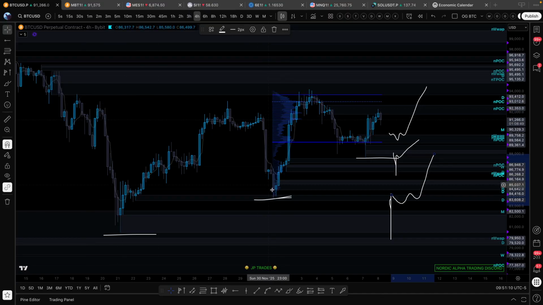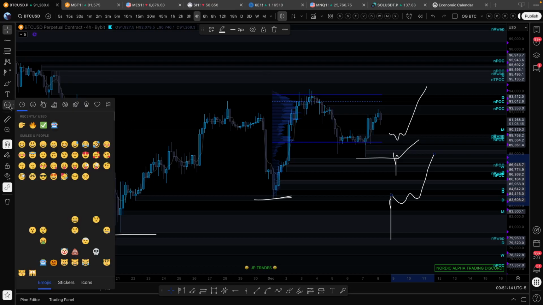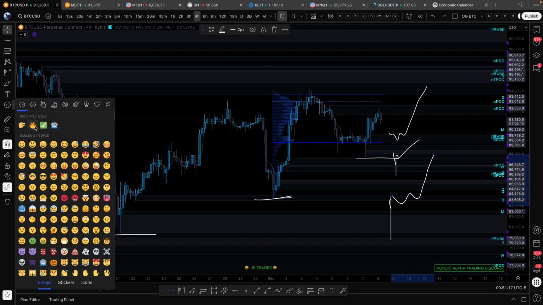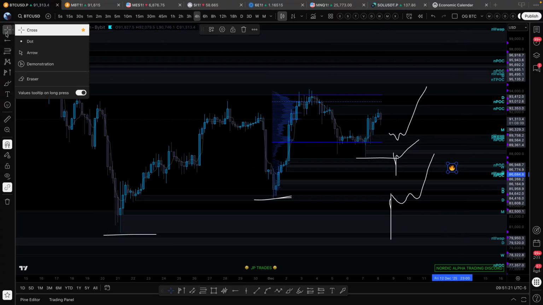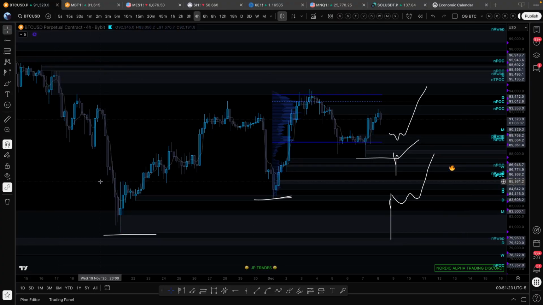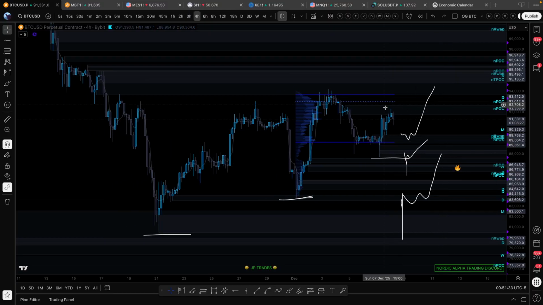I'd have to say right now, my favorite level would probably be this area right here. That's my favorite level. Out of all three of these long positions, I think this one would make the most sense. Now, if we do get bullish, where do we look for our next shorts?